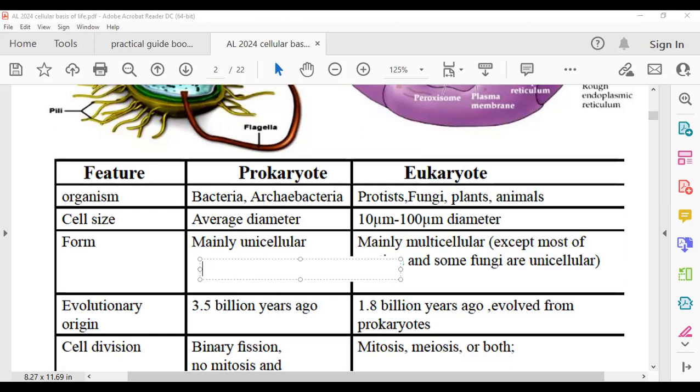Can you read the eukaryotic size, my children? 10 micrometer to 100 micrometer. Like that, on the left side the prokaryotic size is 0.5 to 5 micrometer. The resource book has it as 1 to 5 micrometer. That has now been corrected. Clear?